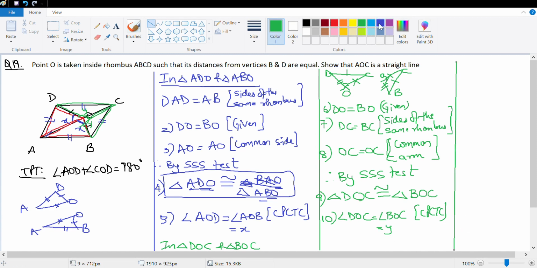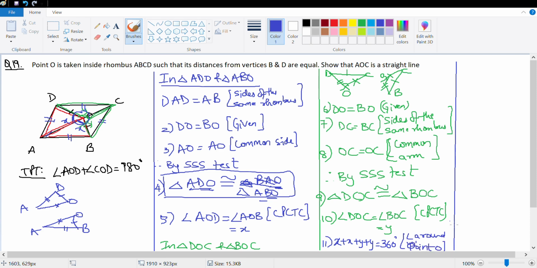So we've got this as X, this as Y. Now what is this angle around point O, this full angle? This angle will be 360 degrees. Perfect. So let's start writing. Number 1, X plus Y plus Y is equal to 360 degrees. Why? Angle around point O.